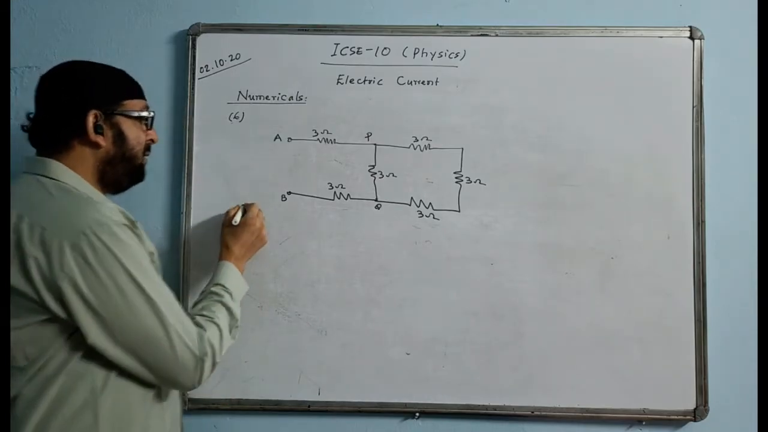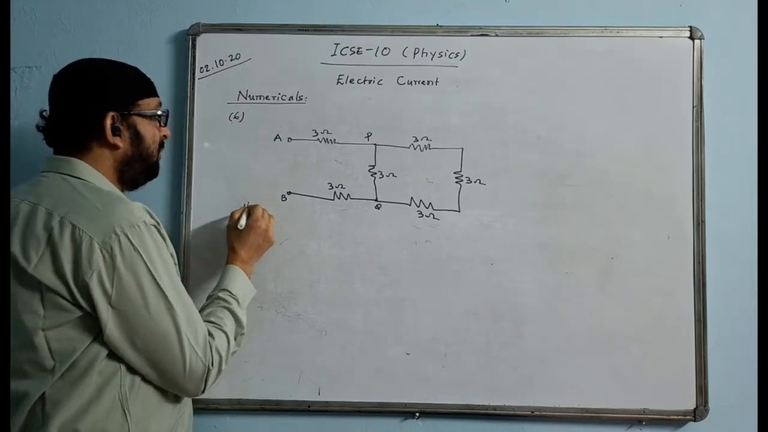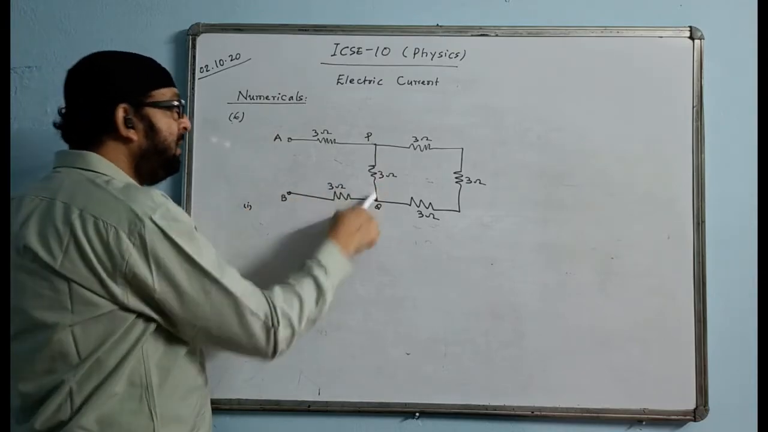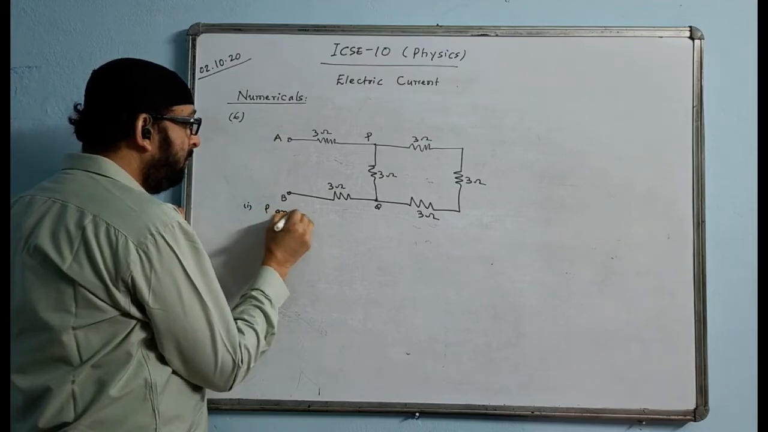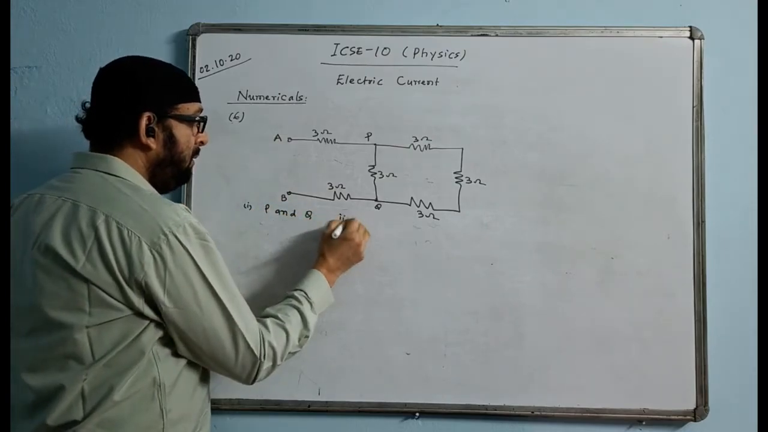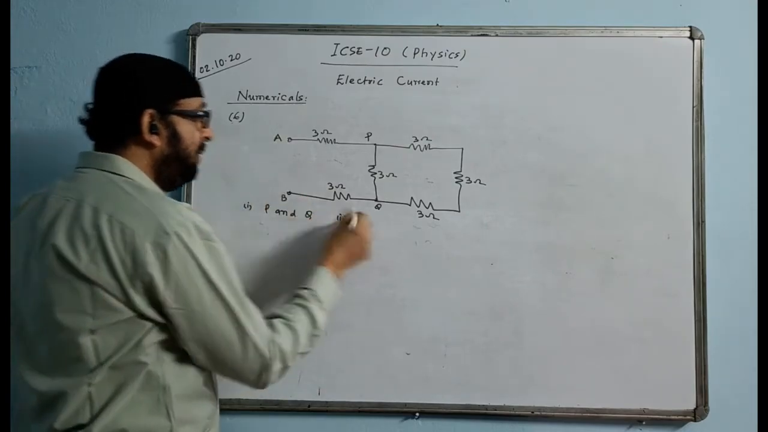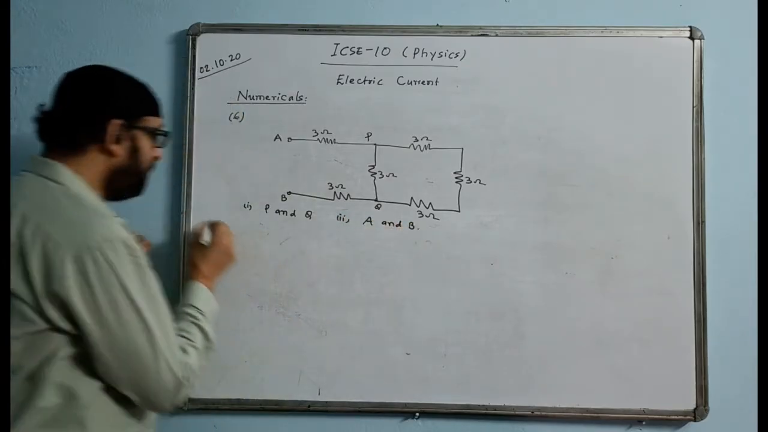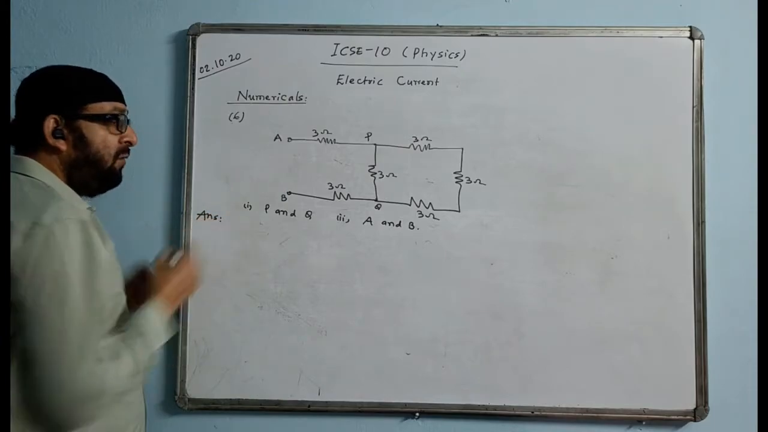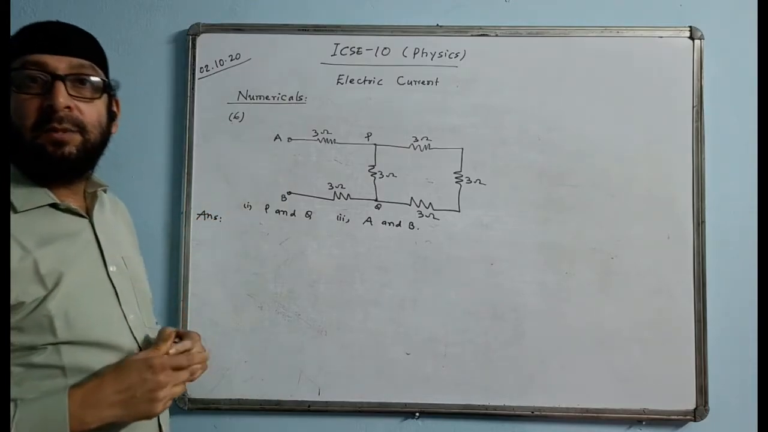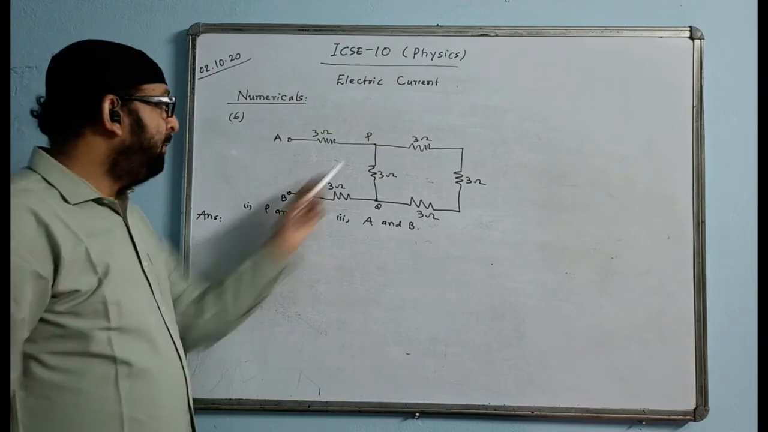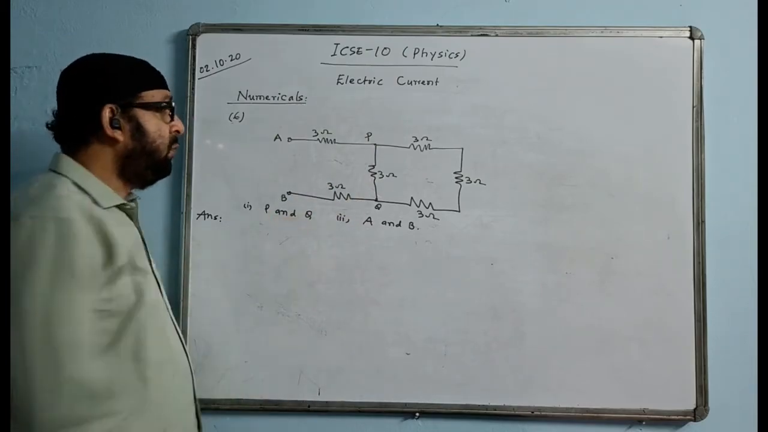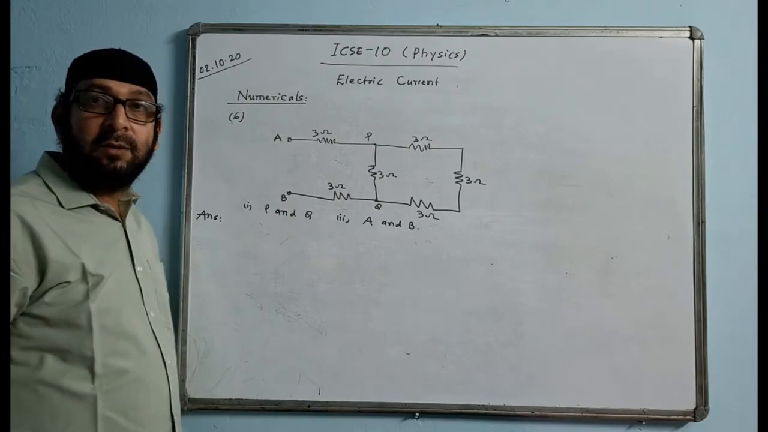And the question says there are two parts. Find the resistance between the points P and Q. First between P and Q, and the second part between A and B. There are two questions. First we have to find the total resistance between the points P and Q, and then between A and B. So first we'll look at the points P and Q. How to find the total resistance between the points P and Q?